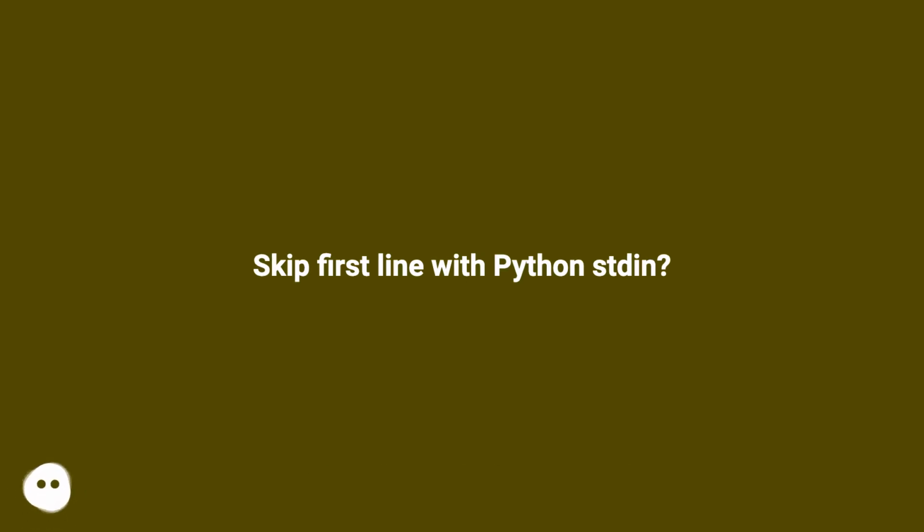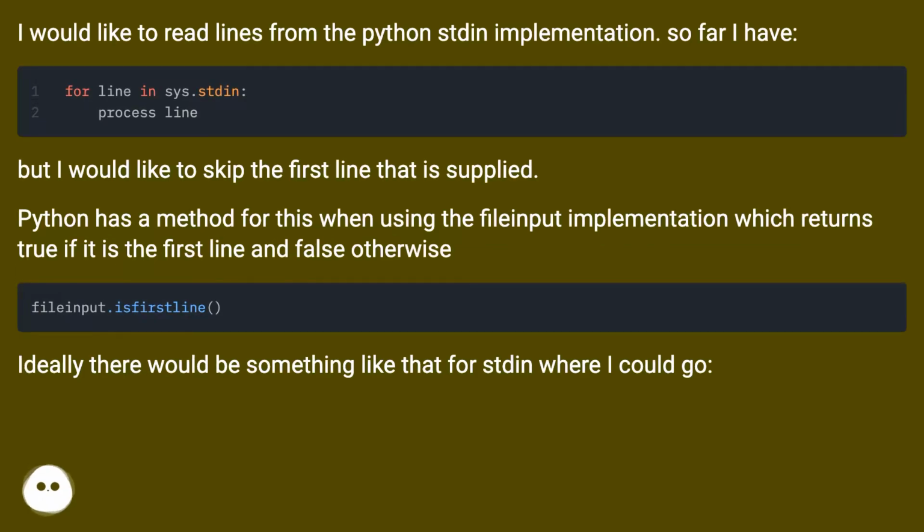Skip first line with Python Stdin. I would like to read lines from the Python Stdin implementation. So far I have. But I would like to skip the first line that is supplied. Python has a method for this when using the file input implementation, which returns true if it is the first line and false otherwise.